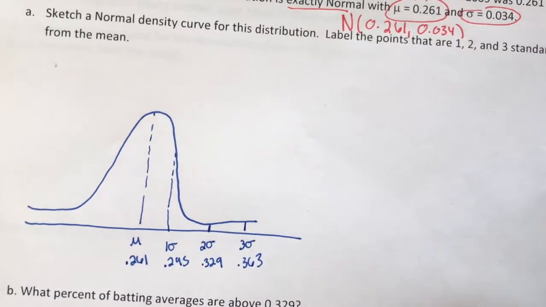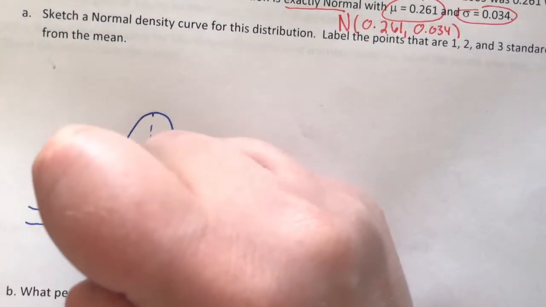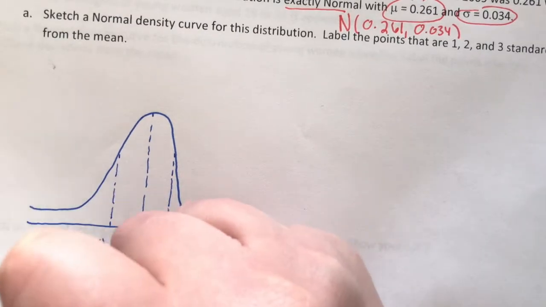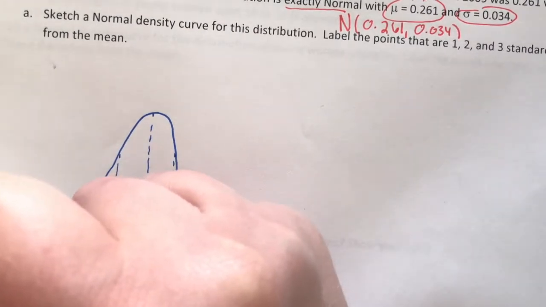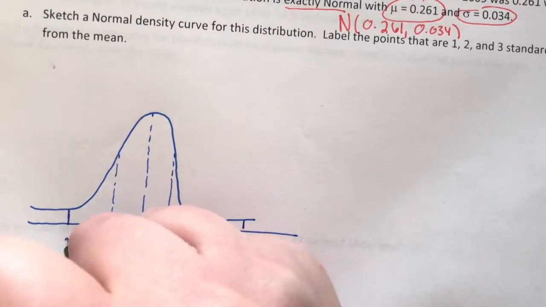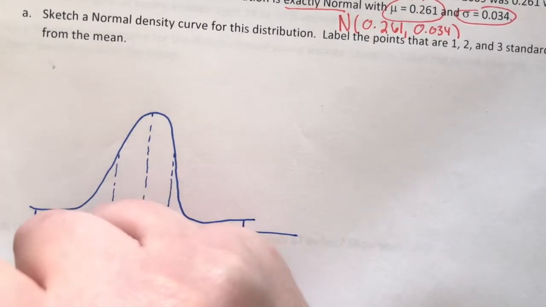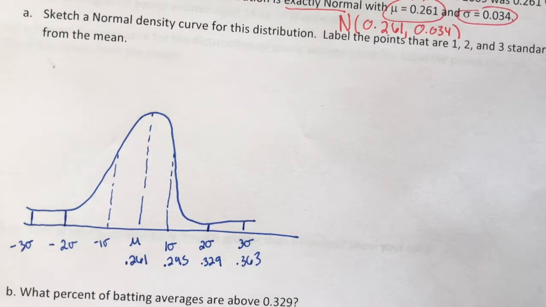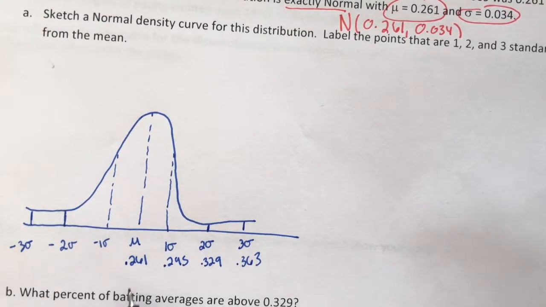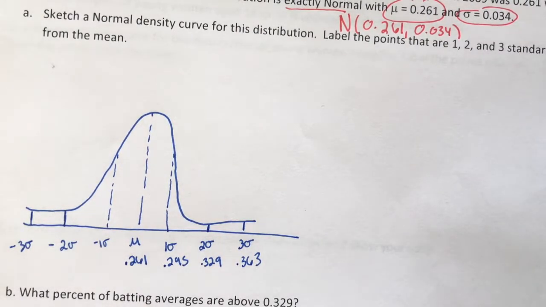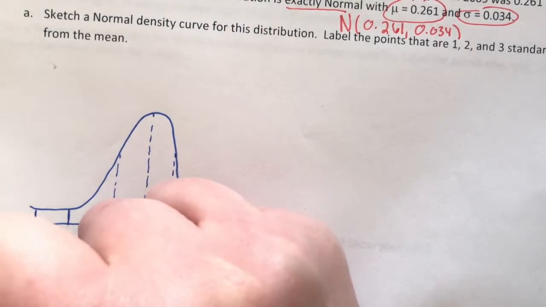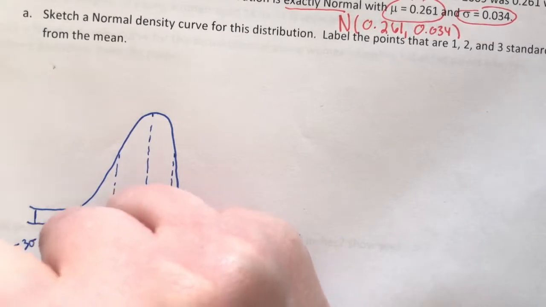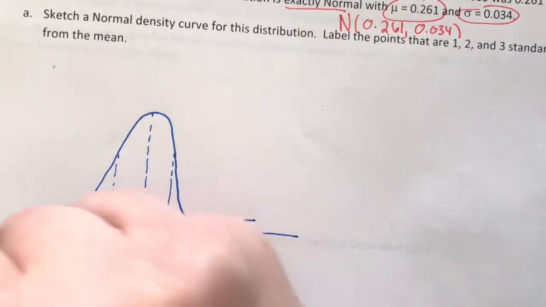Now, you're also going to want to fill in your chart going the other way, where we're going to list 1 standard deviation below, find it for 2 standard deviations below, and 3 standard deviations below. And when you're going below, you use the negative sign. So we'll go ahead and just fill those in. And again, to get that, you're just going to subtract the standard deviation each time as you go to the left. So it's going to be 0.227, 0.193, and 0.159.